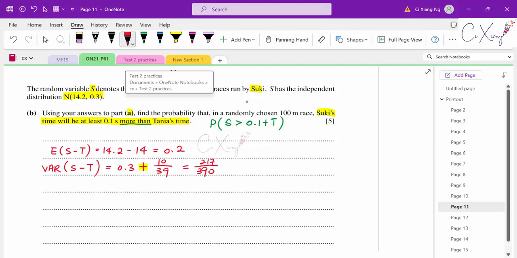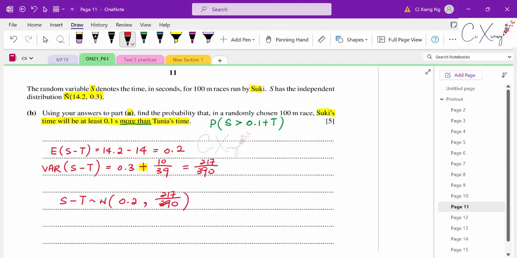So S is normally distributed. In part A, we also know that T is normally distributed. Therefore, S minus T is still normally distributed. So you can write it as a normal distribution. The first parameter is the mean, the second parameter is the variance. So this is what we have.